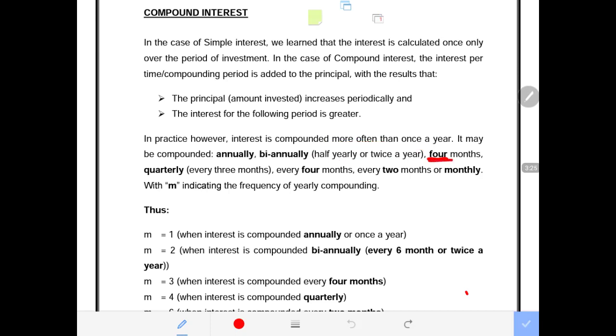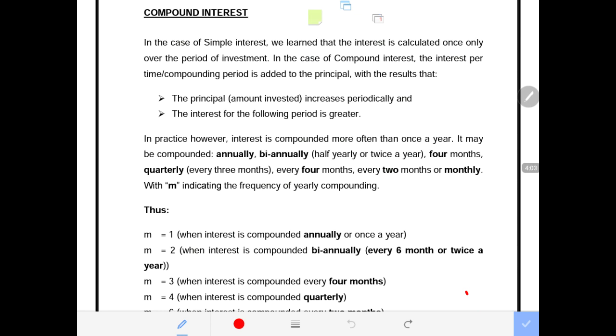And we can earn interest every 4 months, and we add that interest back to the amount that we have invested. Or it can be quarterly, which is every 3 months. Remember, a quarter is made of 3 months. Or we can earn interest every 2 months, or every month. Remember, every time we earn interest, we call it the compounding period. That means we compound, or accumulate, the interest back to the capital or the balance that we have at the beginning of the compounding period.